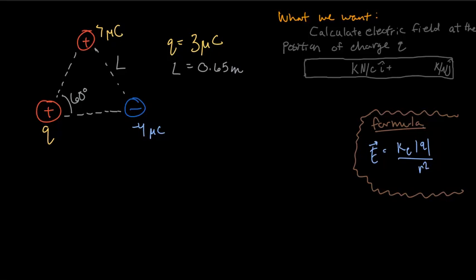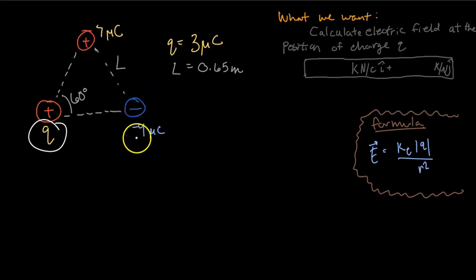Hello, so today we'll be finding the electric field at the position of charge Q. This one right here. And we have our formula right here, where the electric field is equal to our Coulomb constant times the charge, divided by the distance between the two charges squared.